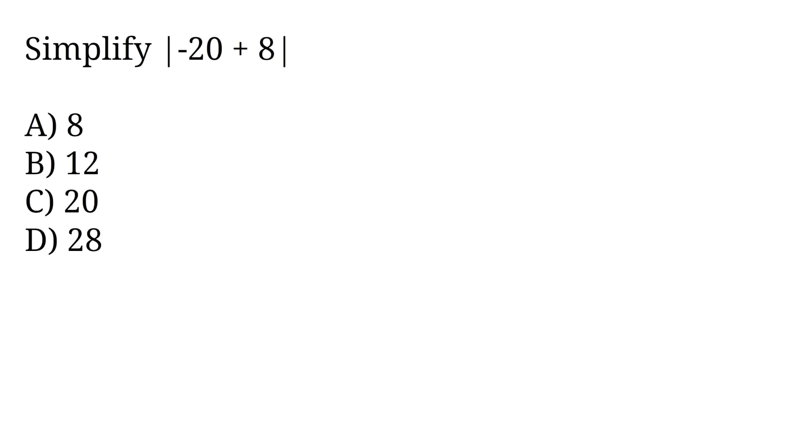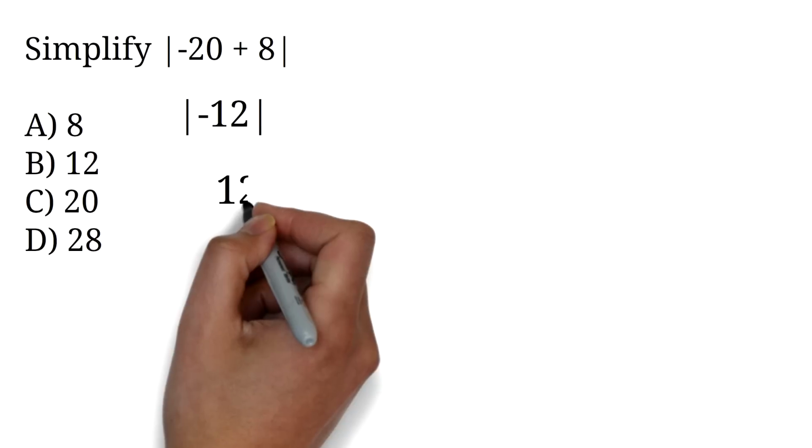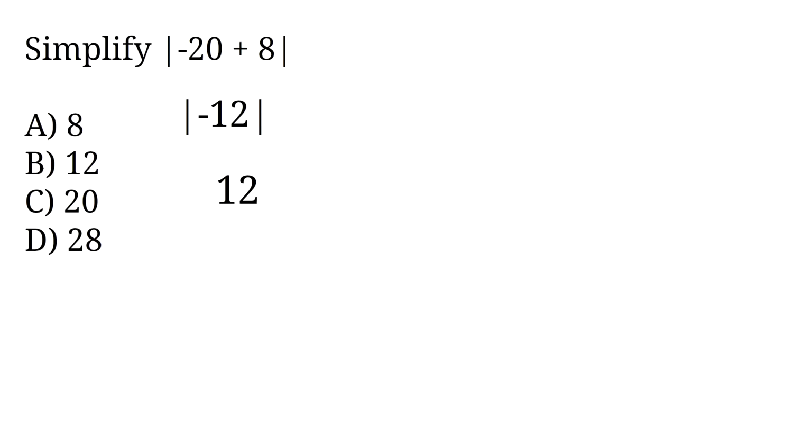First, evaluate the expression inside the absolute value. Negative 20 plus 8 equals negative 12. Now take the absolute value of negative 12. The absolute value of both a negative number or positive number is positive. The absolute value of negative 12 is therefore 12. Hence, the correct answer is option B, 12.